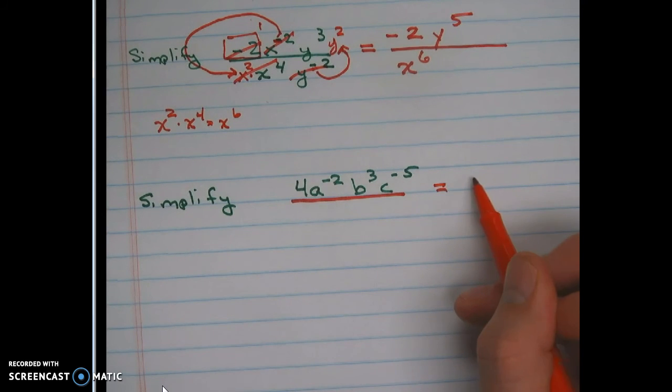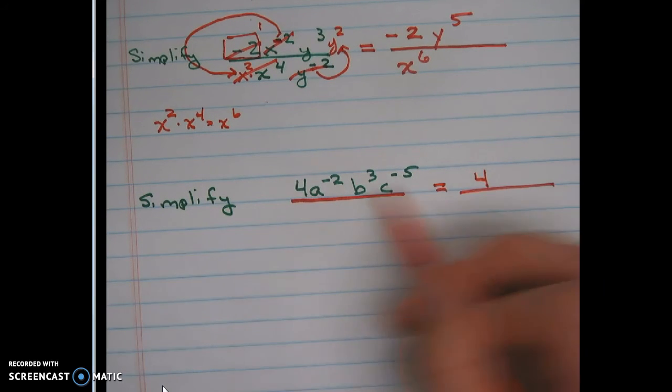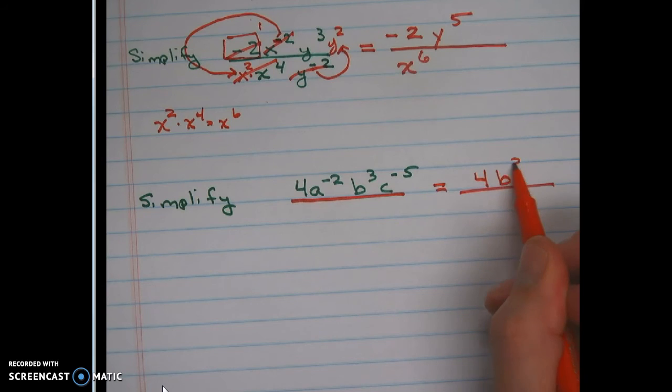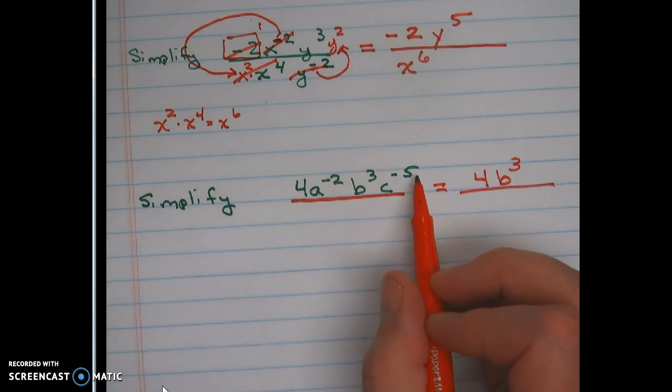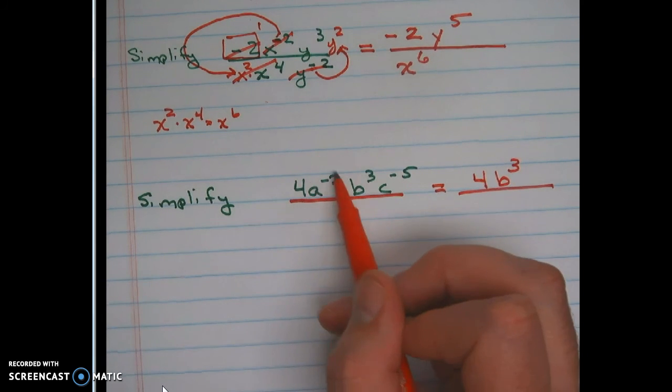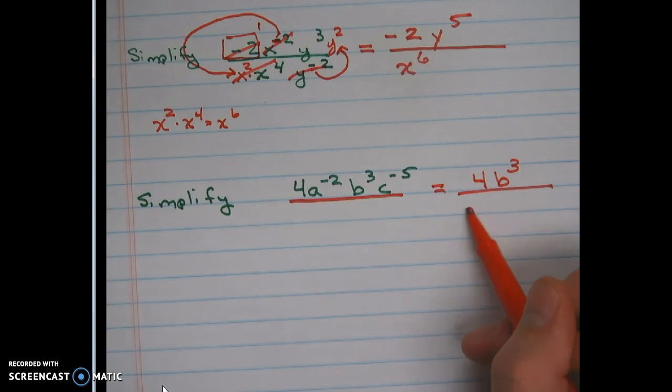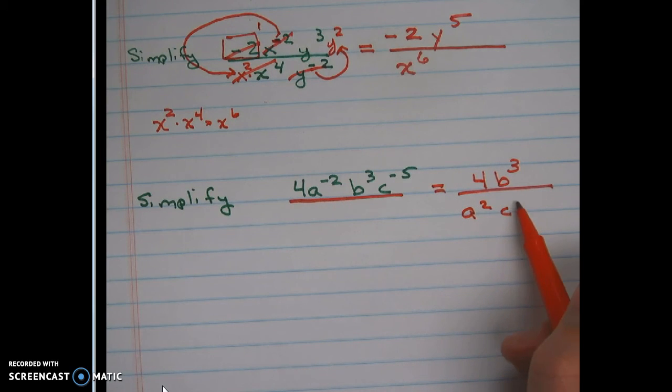So your final answer, the 4 would stay, the b to the 3rd would stay. And then where would the a squared and the c to the fifth go? Because they're negative exponents, they go to the bottom. And so you'd have a squared c to the fifth.